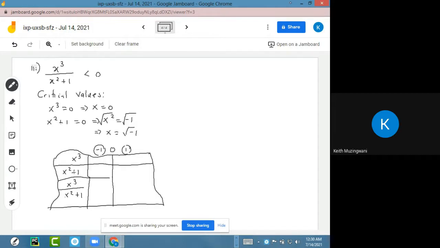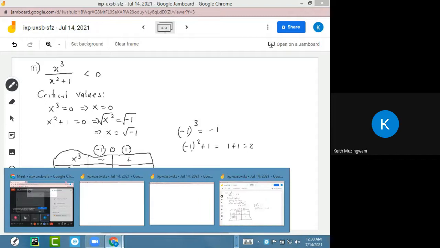So we have this. This is a plus here. Okay. So we take negative 1. What is negative 1 to the power 3? We'll get negative 1. So we have negative. Then you take negative 1, square it, then add the 1. For sure, it will be 1 plus 1, which is 2. We're interested in the sign, positive. When you multiply the 2, we'll get a negative. If you take 1, it will be plus, another plus, so we'll get a plus.